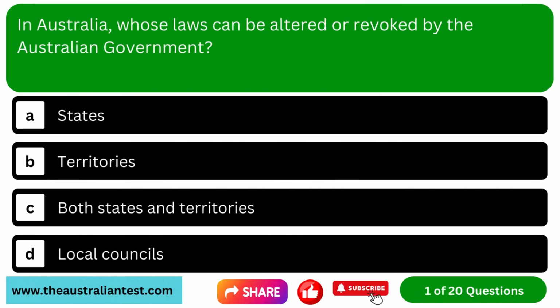Question 1. In Australia, whose laws can be altered or revoked by the Australian government? Option A, states. Option B, territories. Option C, both states and territories. Option D, local councils.